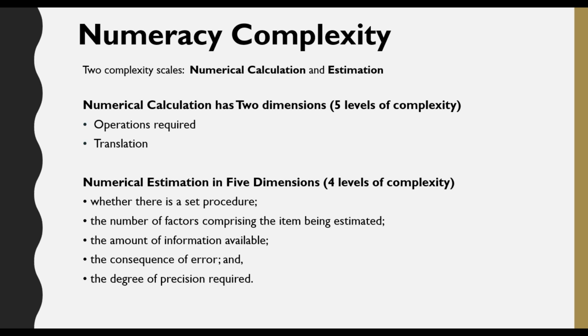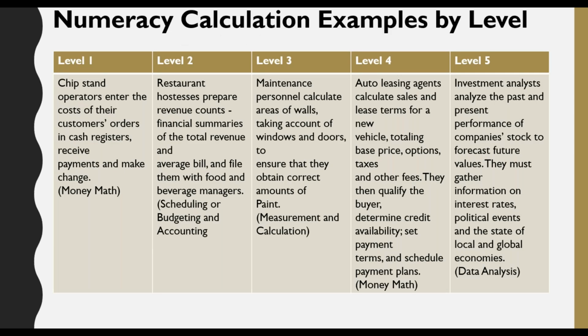With estimation, again, it has 5 different dimensions across 4 levels of complexity. So this is where math is quite complicated. Those 5 dimensions include whether there's a set procedure, the number of factors comprising the item being estimated, the amount of information you have available, the consequence of error, like what happens if you make a mistake, and the degree of precision required in that estimation. So I'm just going to go through some calculation examples by level and estimation examples by level. We'll look at calculation first.